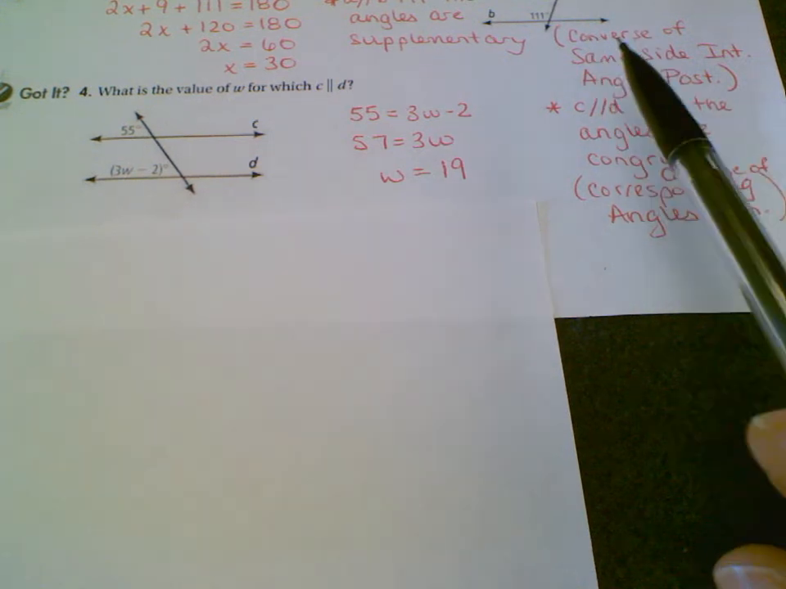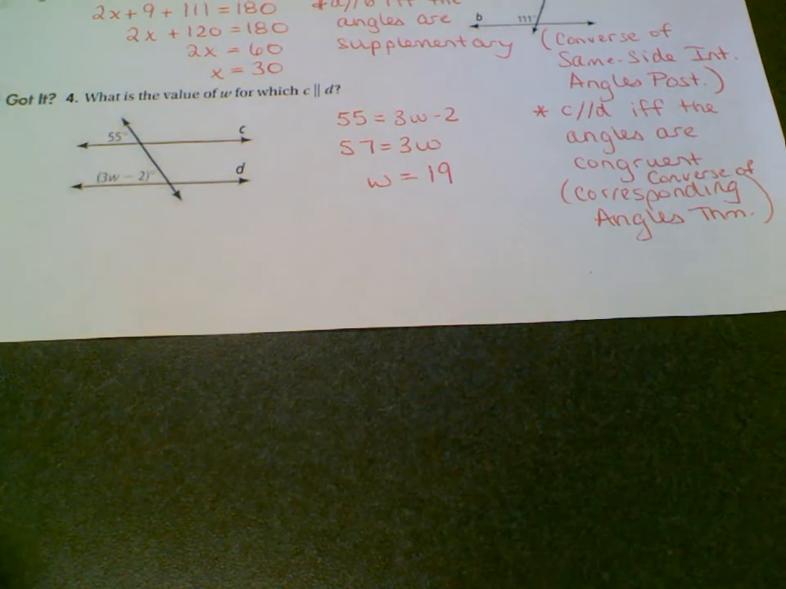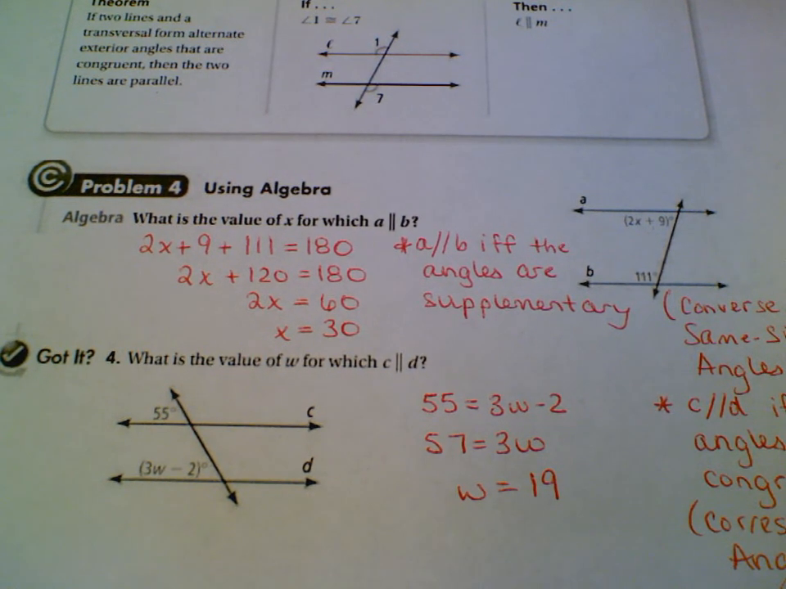So you want to make sure that, first of all, when you're talking about these, you're using the correct name. Make sure you're using the converse versus just the regular theorem. And then again, it is crucial by now that you know what kind of angles we have as far as corresponding, alternate interior, alternate exterior, or same side interior.